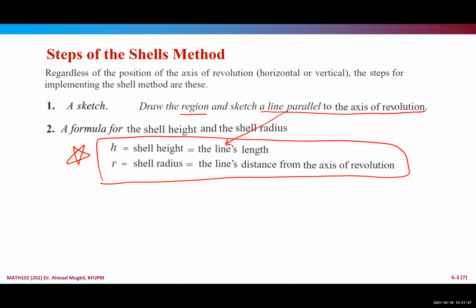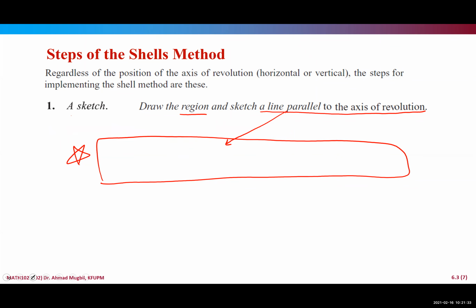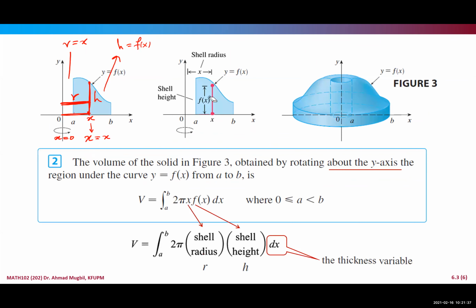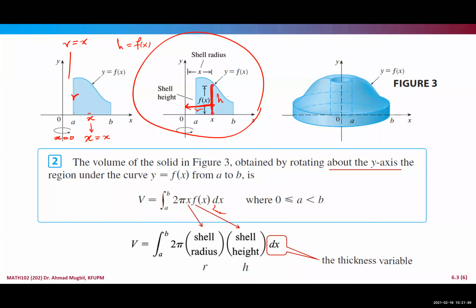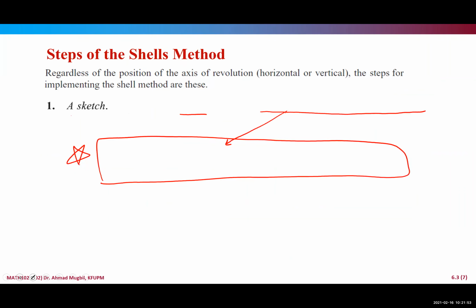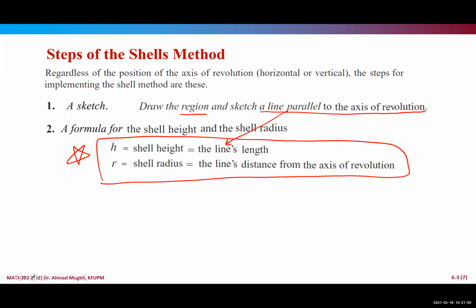And the distance from this line to the axis of revolution is the radius. Just like here, if you remember, let me remind you, here it is. Look at this. The distance from here to here was what? It was the radius of the shell. And the length of this line is the height of the shell. Just like that, you need to find two lengths here, R and H.